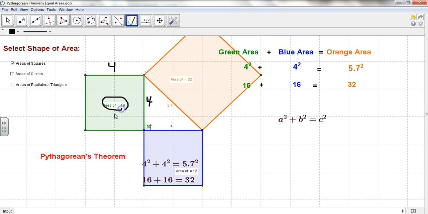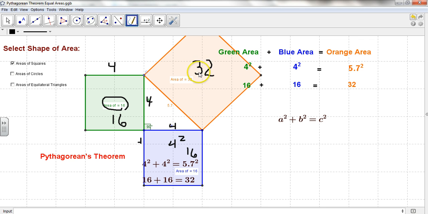We get an area of 16. This other side here also has a length of 4, right? So then the area of this square will be 4 squared. So the area is 16 for this square as well, right? So the area of this larger square is going to equal the sum of the areas of the 2 smaller ones. So if we add these 2 areas together, we know then that the area of this square is going to be 32.